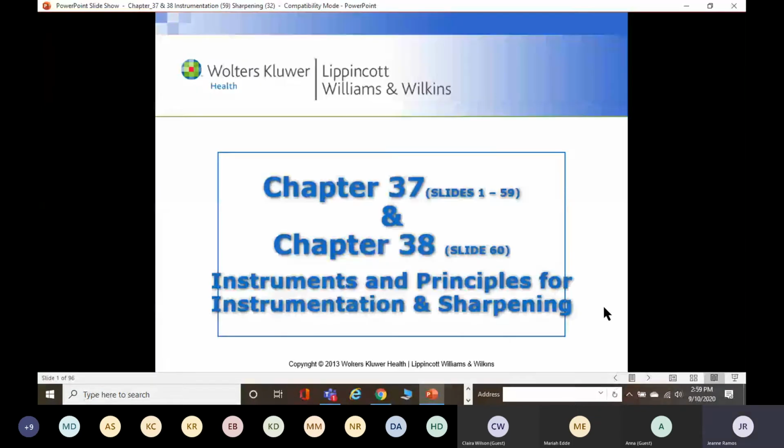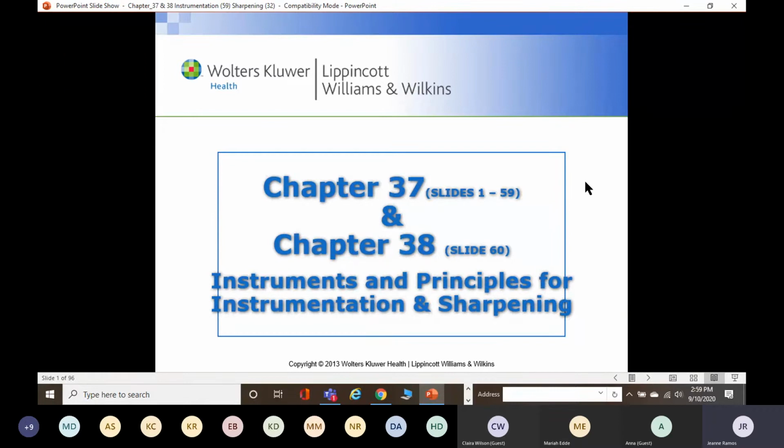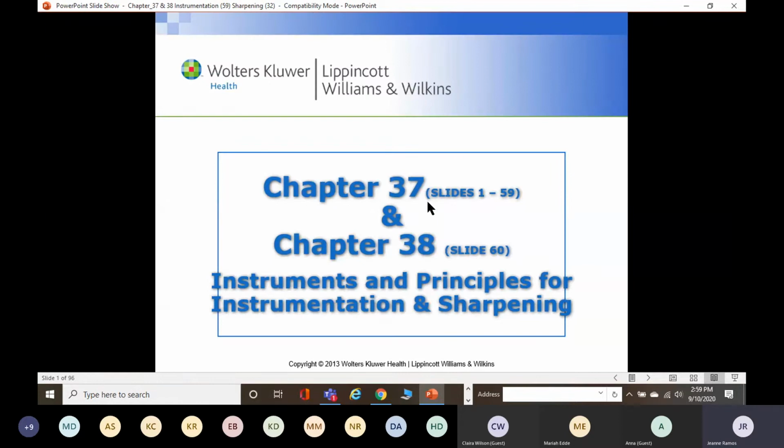We've gone over a little bit about the principles of instrumentation in another, earlier PowerPoint, but this is from your actual book, and I want you to be able to get all the information. Chapter 37 is slides 1 through 59. Some of them you've seen before. They'll make more sense to you now, I'm sure, than they did before you started with instruments.